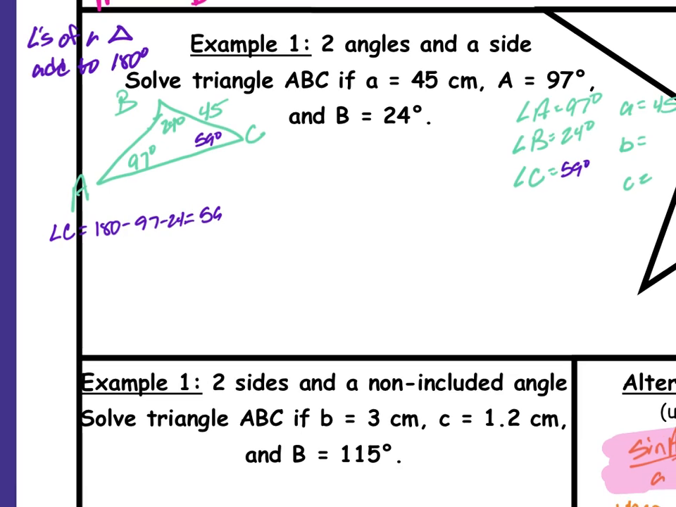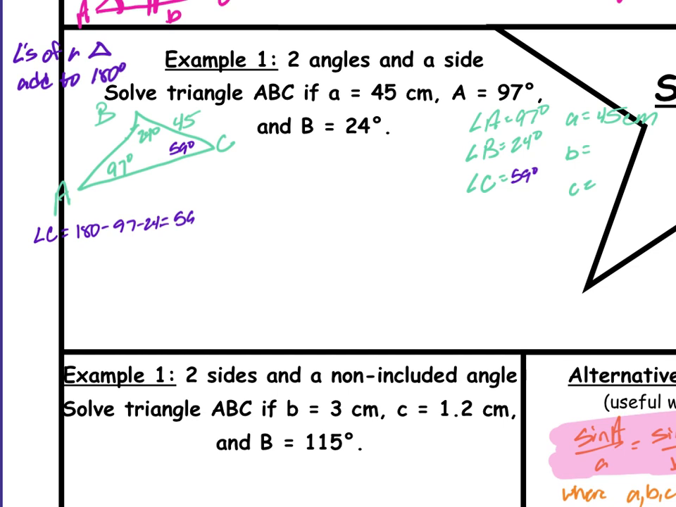So now I have all 3 angles. I need to find side B and side C. Let's start with side B. This is the one thing about the law of sines: I have to know an angle and the side opposite. So I have to know one angle and one side that match, either the A's or the B's or the C's. In this case, I know the A's, so I'm going to start with that one.